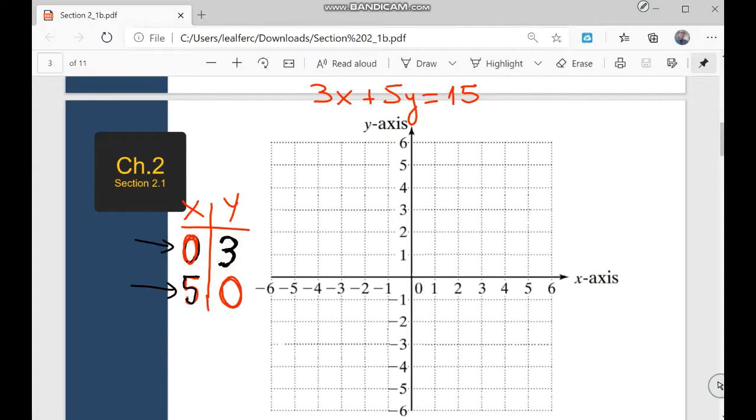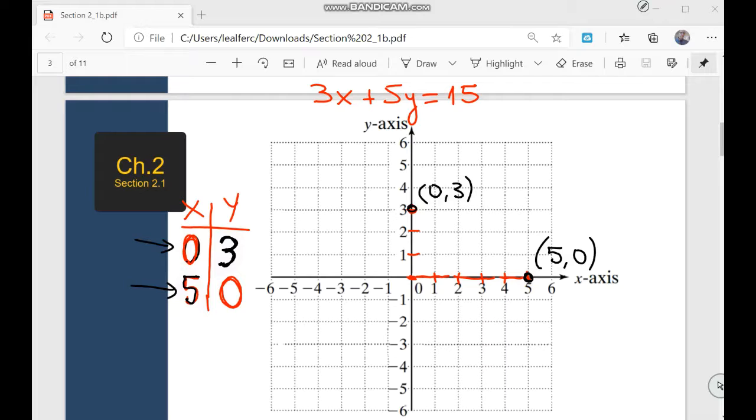X equals 0, y equals 3. So x equals 0 is here, y equals 3: 1, 2, 3. Right here. This is going to be the point (0, 3). And x equals 5 and y equals 0. So x equals 5: 1, 2, 3, 4, 5. And y equals 0, right here. This is (5, 0).